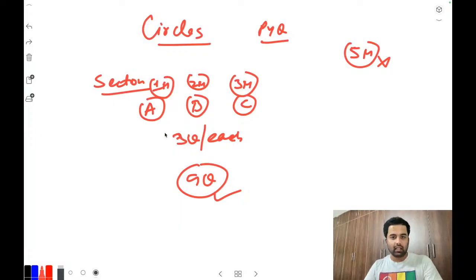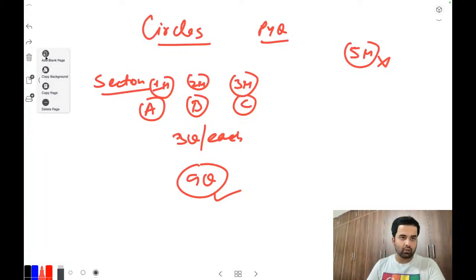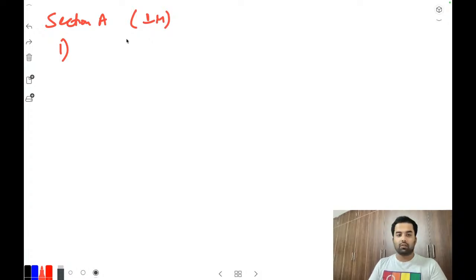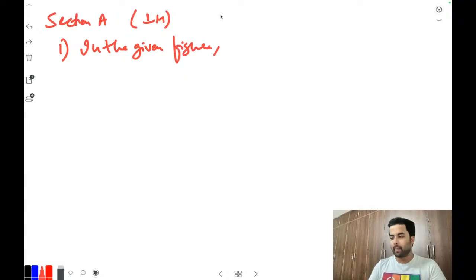Let's begin the class. Let's go to Section A without wasting time. Section A, 1 mark questions. Kindly copy the question and answer it. The question is: in the given figure, the diagram will be provided. First, let me copy.